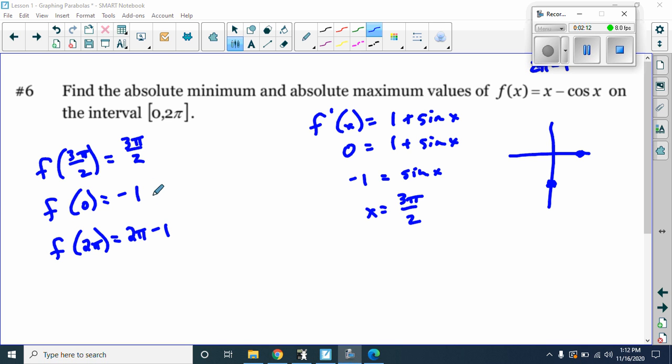Without a calculator here, it's pretty clear the smallest number is -1. That's the absolute minimum. It's kind of hard to tell which is bigger between these two. I would estimate, if you had to, if this was no calculator.